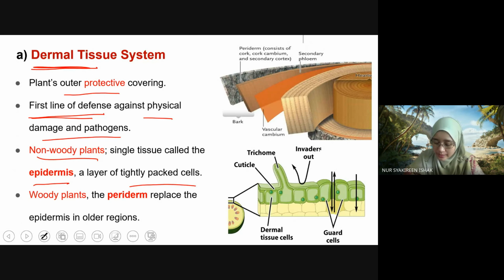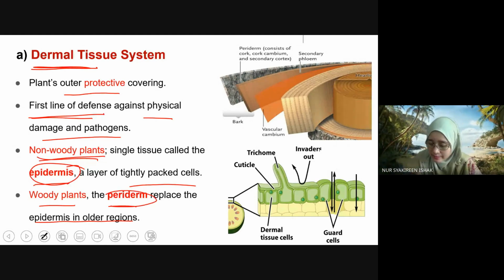Okay, so we have here the epidermis for the non-woody plants, and then for the woody plants, it is the periderm, which replaces the epidermis in the older region. So woody plants, yang berkayu lah kan. So non-woody yang herbaceous lah, for example herbaceous or the young plants. So the tissue layer at the surface, we call it the epidermis. Once the plant matures, to develop roots, for example, the epidermis becomes the periderm.